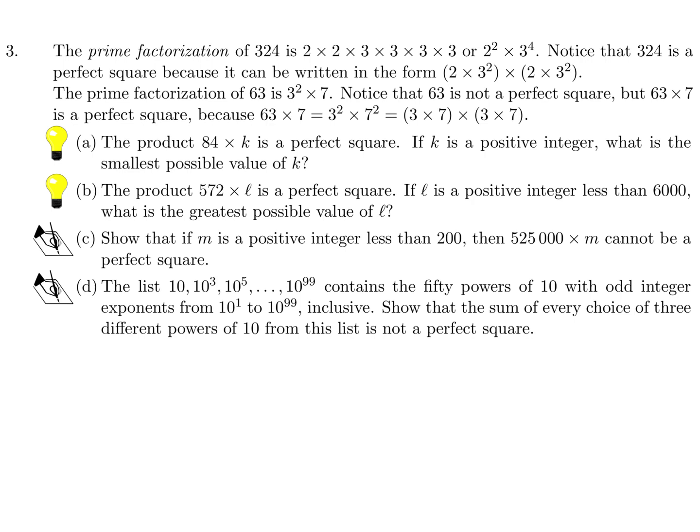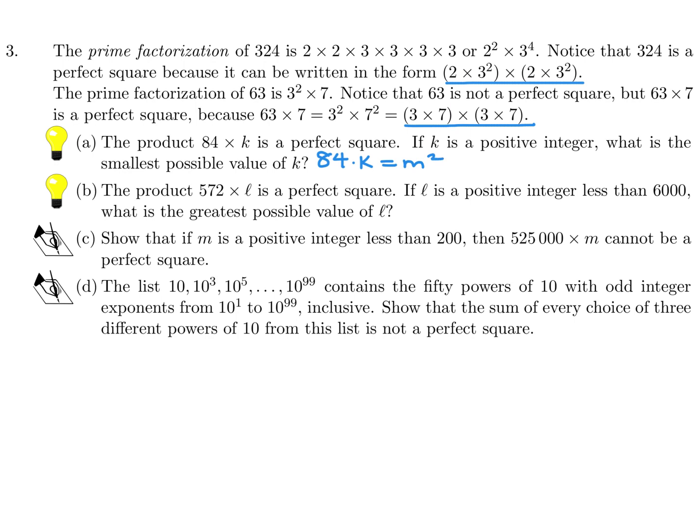The prime factorization of 324 is 2 times 2 times 3 times 3 times 3 times 3, or 2 to the power of 2 times 3 to the power of 4. Notice that 324 is a perfect square because it can be written in this form. The prime factorization of 63 is 3 squared times 7. Note that 63 is not a perfect square, but 63 times 7 is a perfect square because it can be written in this format. If the product 84 times k is a perfect square and k is a positive integer, what is the smallest possible value of k? So 84 times k is some perfect square m squared, right?